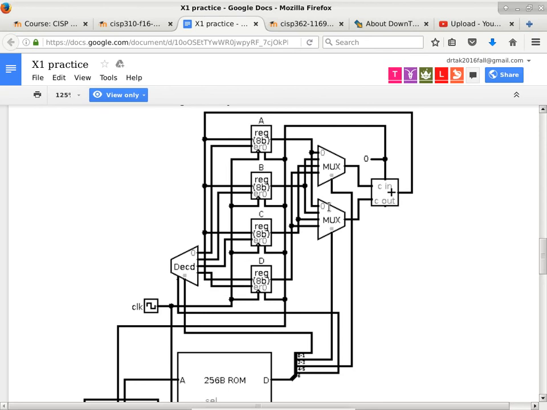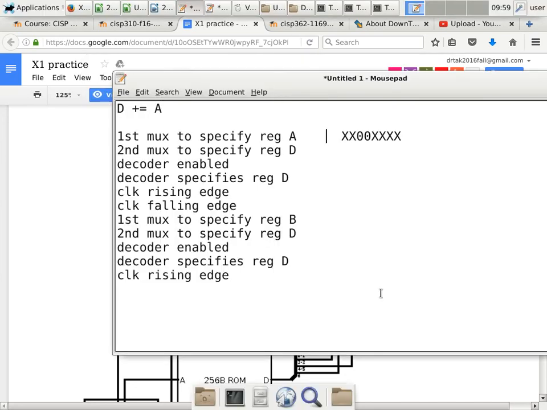But we need a second one to specify D, which is a 1, 1, because if you follow this line here, this is the one going to register D. And we can specify those at the same time because they're not conflicting. We don't need to specify these in different cycles. We need to enable the decoder, which is bit 6, so we need that to be a 1. And then we also need to specify register D using the decoder, and I think that goes into here. So 1, 1 is specified here. And this one, I use an X to specify that it can be any bit. But if you want to use a constant 0 or a constant 1, either way is good, okay?